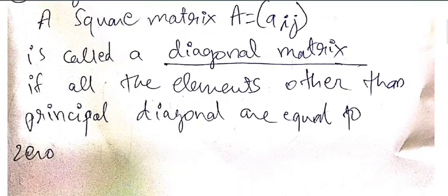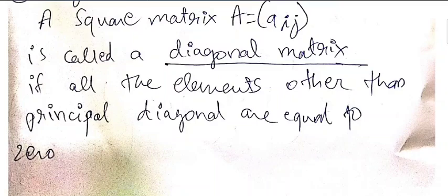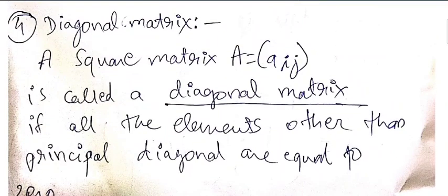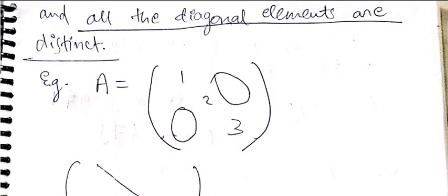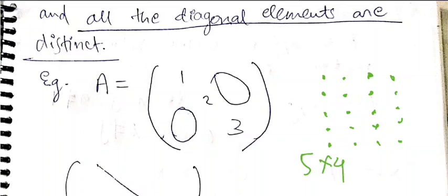It will be called a diagonal matrix if all the elements other than the principal diagonal are equal to 0. Now what does it mean? First of all, we will have to understand the meaning of principal diagonal. Suppose I have a matrix written over here, something like this. So what is this matrix? It is basically your 5 cross 4 matrix, right? So what will be its principal diagonal?